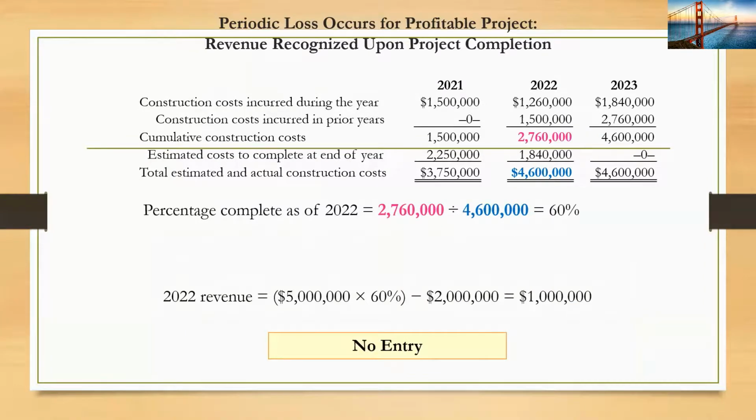Of course, if revenue is instead recognized upon the completion of the contract rather than over time, no profit or loss is recorded in 2021 or 2022. Instead, revenue of $5 million, cost of construction of $4.6 million, and gross profit of $400,000 are recognized in 2023.